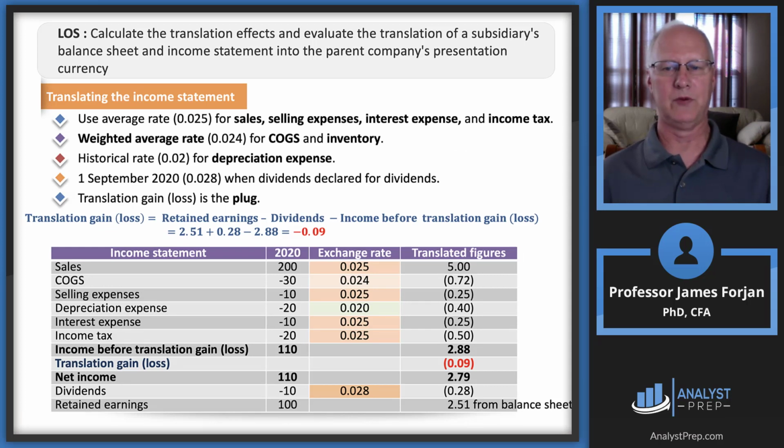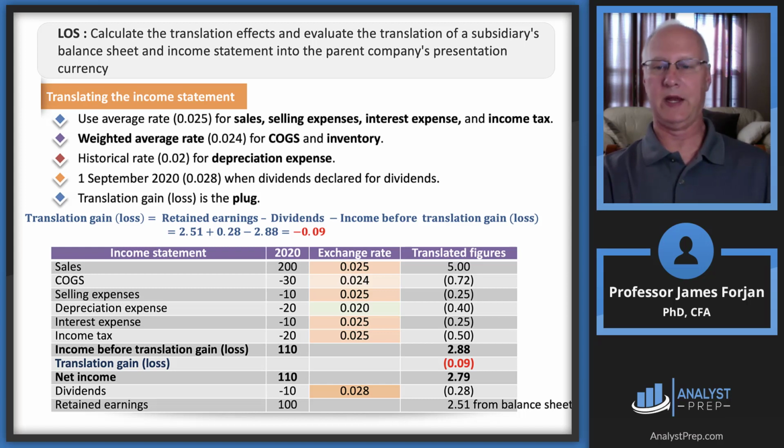Now, how about if we do this over on the income statement? At the top, what are those top 4 diamond points? I'll go ahead and list the average rate. There's the weighted average, there's the historical rate, and then there's the rate on whatever date in September those dividends were paid. All right, so let's do those. Take the sales and the cost of goods sold. We do all that on the right-hand side, and we get the $2.88.